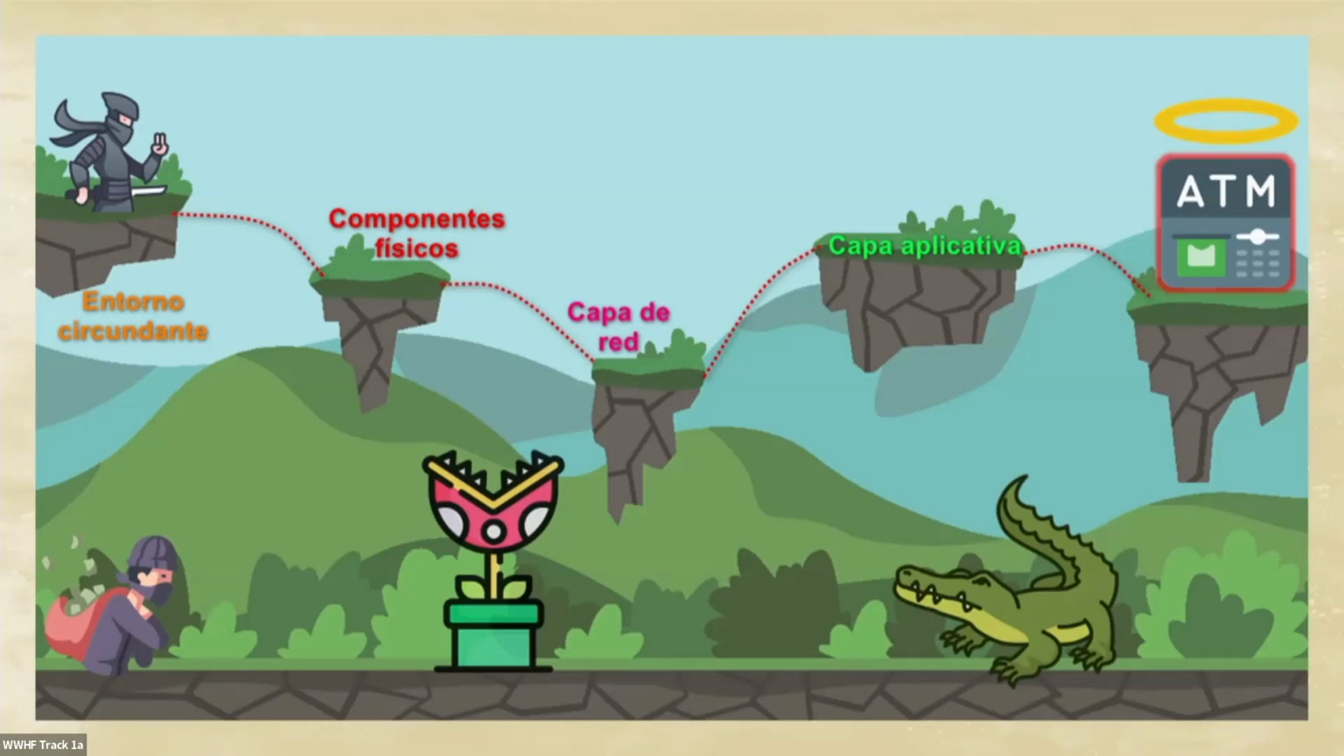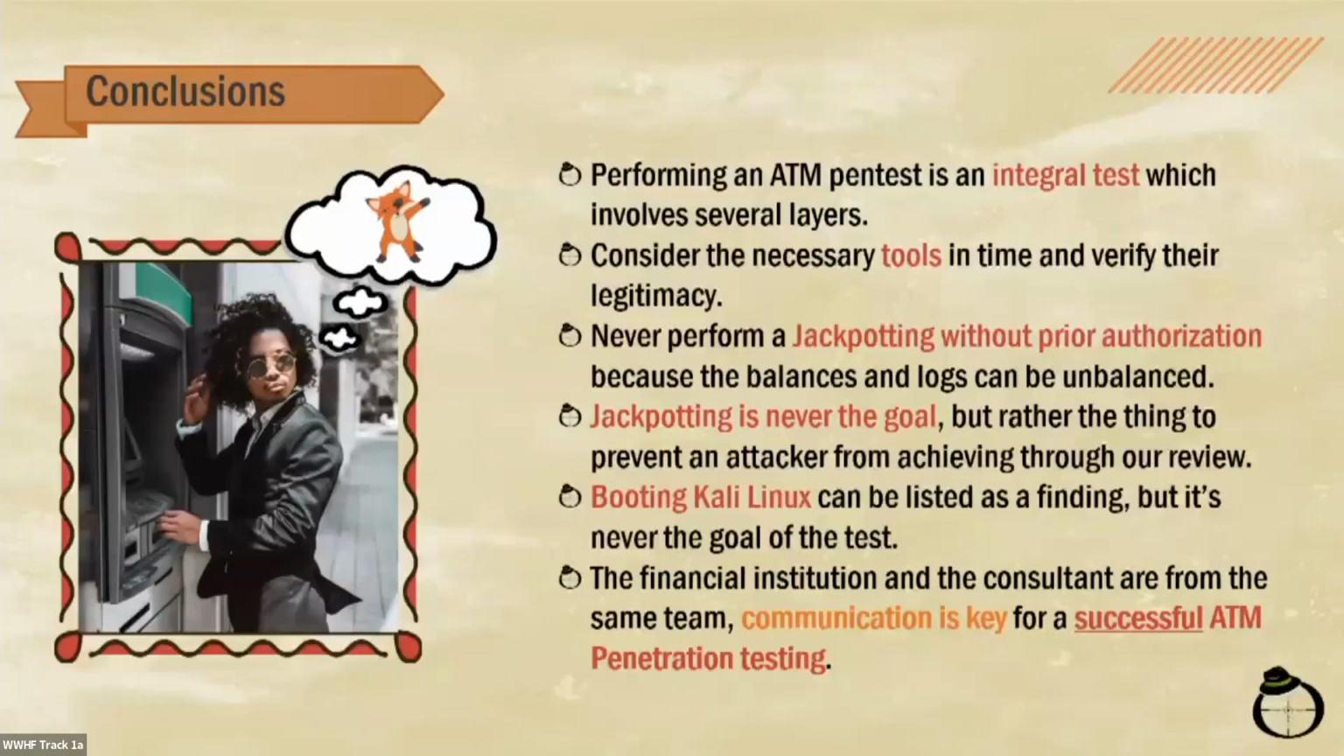Oh, sorry, this is in Spanish, sorry about that. I didn't change that slide, but it's the environment, the physical layer, the network layer, and the application layer. So the conclusion is that performing an ATM penetration test is an integral test, which involves several layers. You have to consider all the tools that you will use, and you have to verify their legitimacy, depending on the country where you will perform the test.